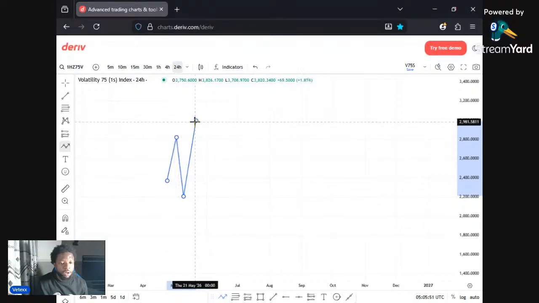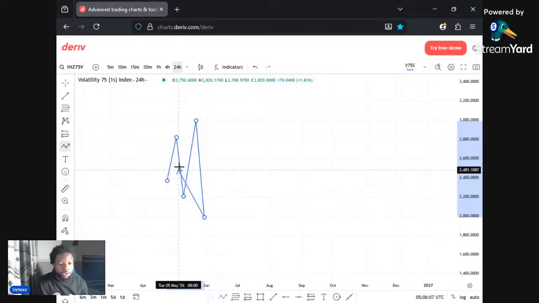Rule number one. Rule number two: you see this low here needs to be taken out. Then we consider it as our first break of structure. So this comes like this. It's been taken out already. So now this becomes our first break of structure, which is rule number two.